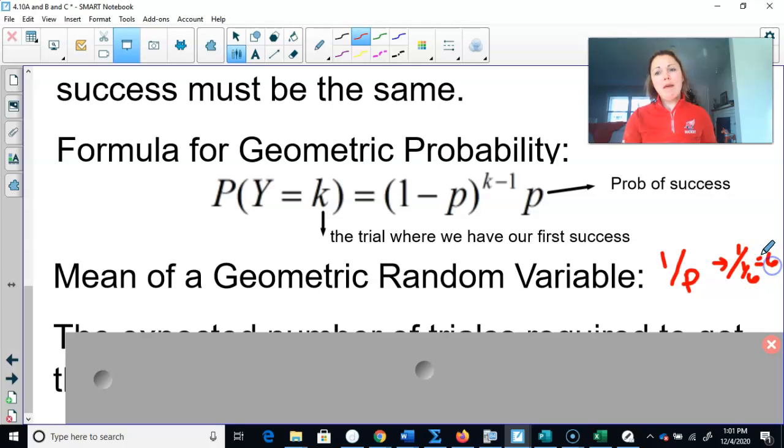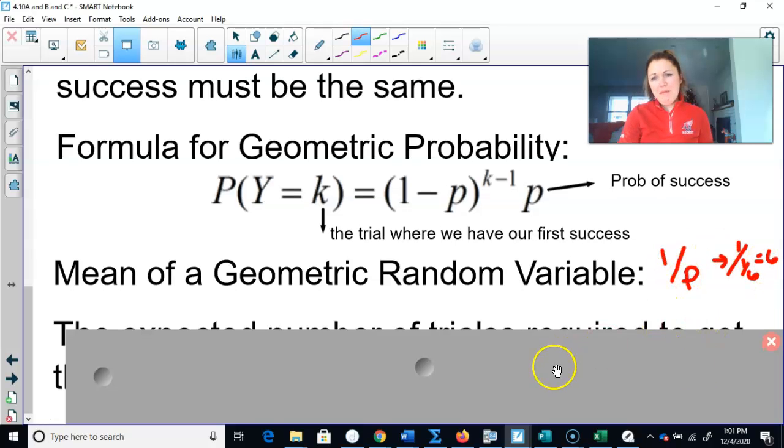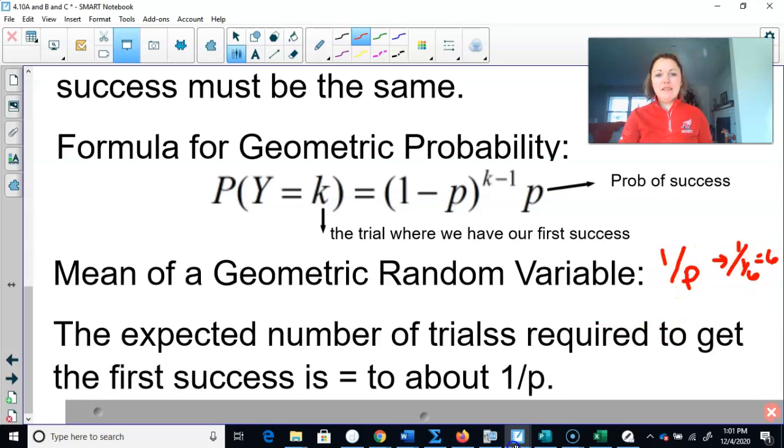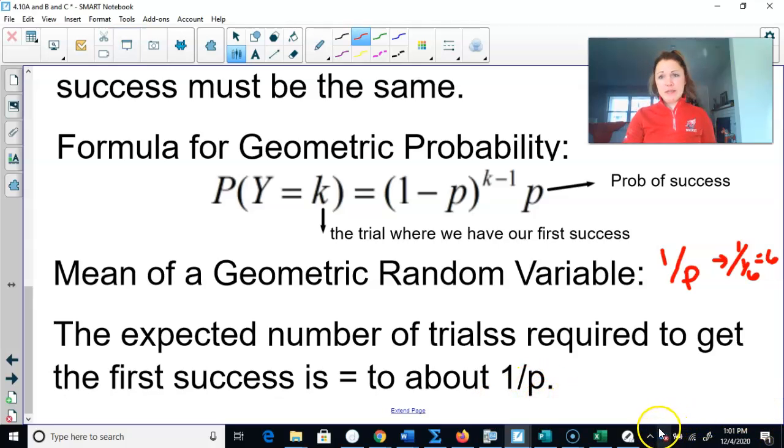So what we're saying is in the long run, on the 6th trial, on average, we should be able to get a 3, okay? So we roll 5 failures, and then on the 6th time, we should be able to get a 3. It makes sense. Oh, and then I have it right here. Sorry. The expected number of trials required to get the first success is equal to about 1 over p. You do not need to know the standard deviation for a geometric random variable.